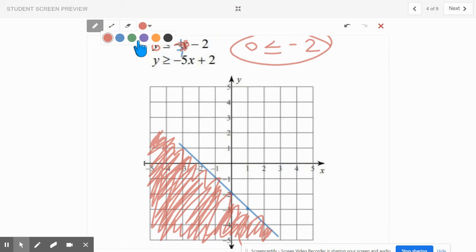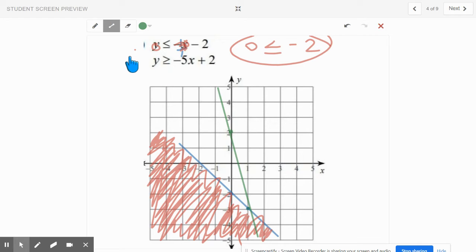Next one, different color, plus 2. Positive 2. We're going to go down 5, 1, 2, 3, 4, 5 over 1. Straight line tool. I know it's not perfect. You can make it perfect. I'm doing this pretty quick.